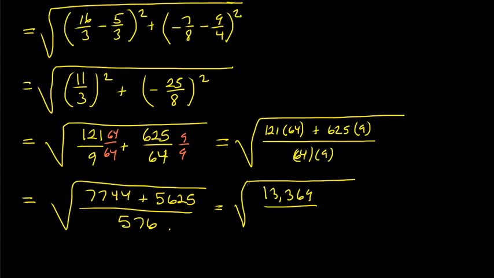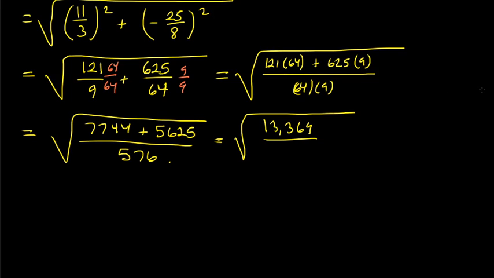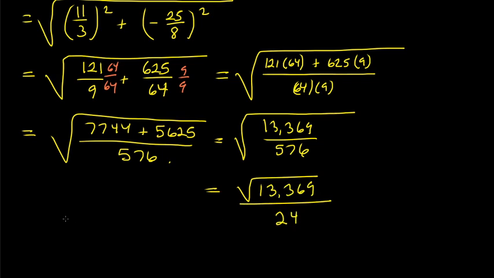That got moved down a little bit here. Right, over 576, clearly. Okay. And it turns out that 576 is a perfect square. It's just 24, right? The square root of 576 is 24.